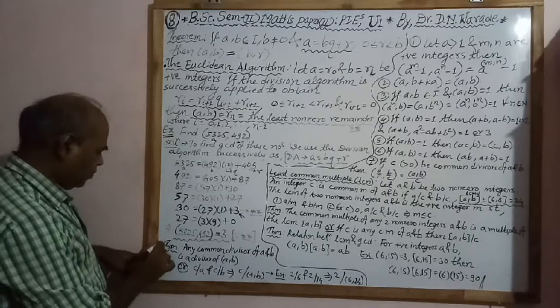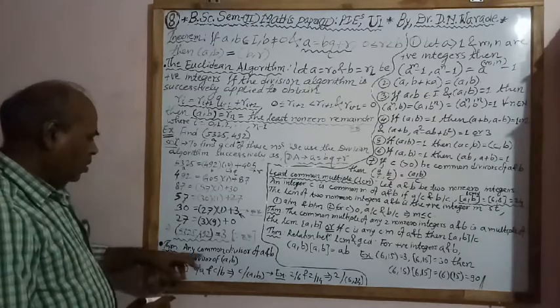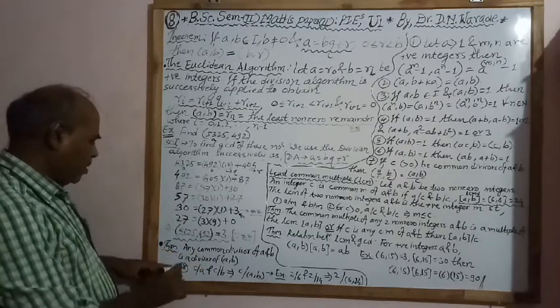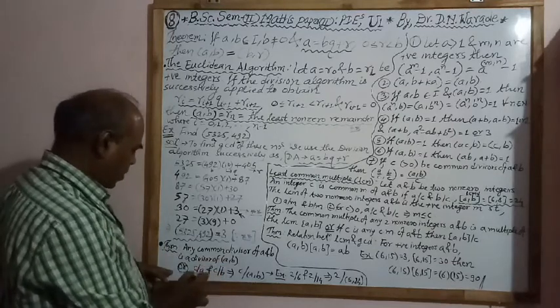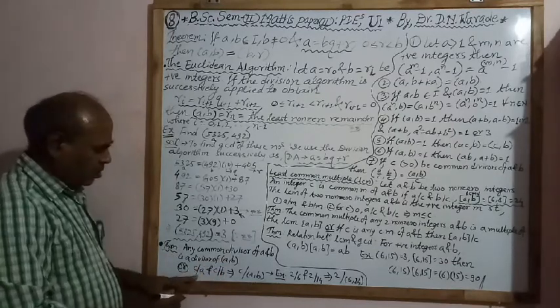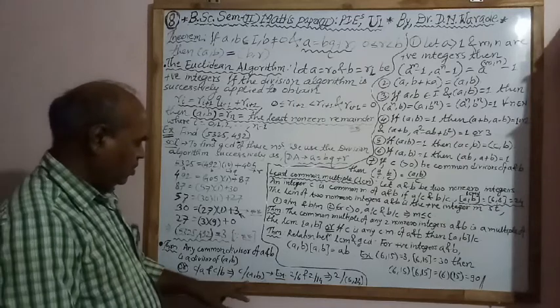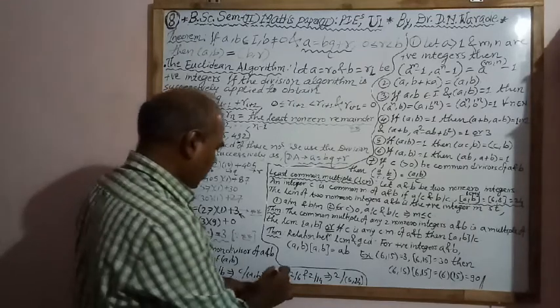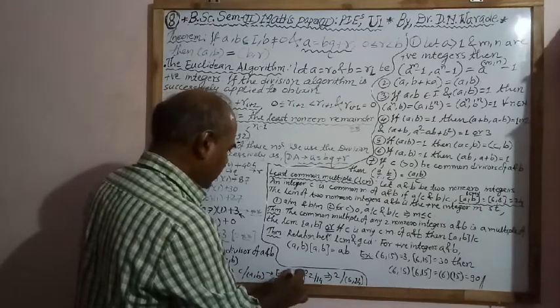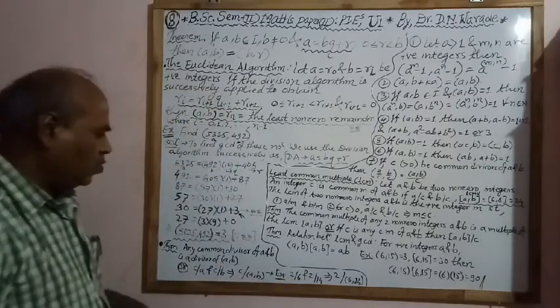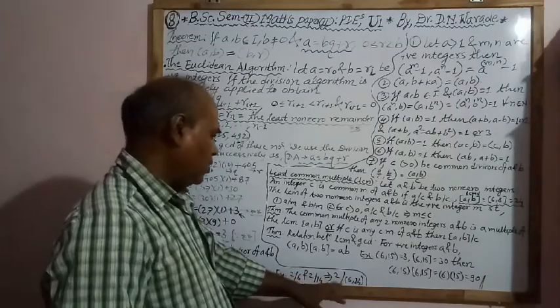Then we see the theorem. Any common divisor of a and b is a divisor of GCD of a, b. Or, if c divides a and c divides b, then c divides GCD of a, b. For example, 2 divides 6 and 2 divides 14, then 2 divides GCD of 6 and 14.